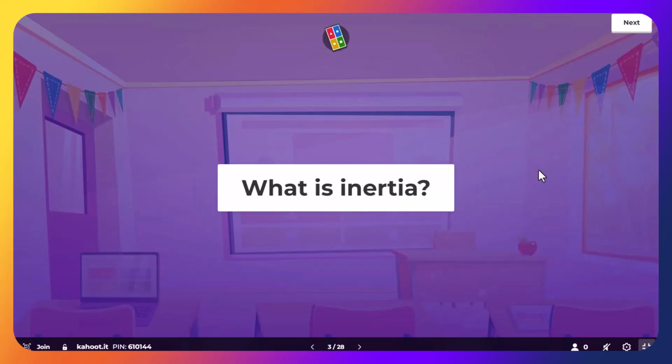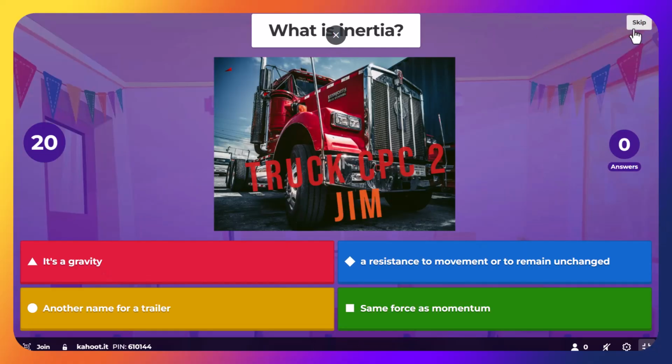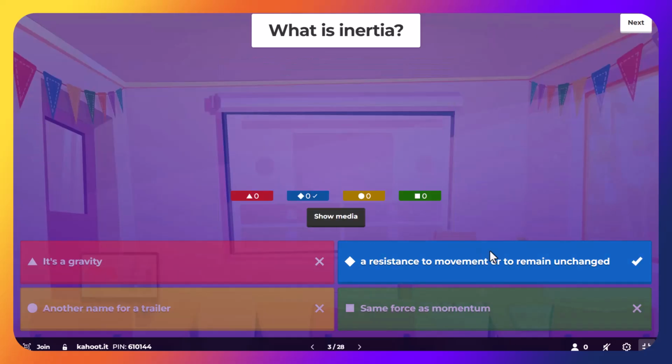What is inertia? Okay, inertia is an object's resistance to change its current state. So if it's still, it doesn't want to be moving. If it's moving, it doesn't want to be still. And the harder it is to change, the more inertia it has. So it's gravity? Nope. Resistance to movement or to remain unchanged? Yes. Another name for a trailer? That's a silly one. Same force as momentum. If it was the same as momentum, it'd be called momentum, wouldn't it? No. Inertia is a resistance to movement or change its current state.